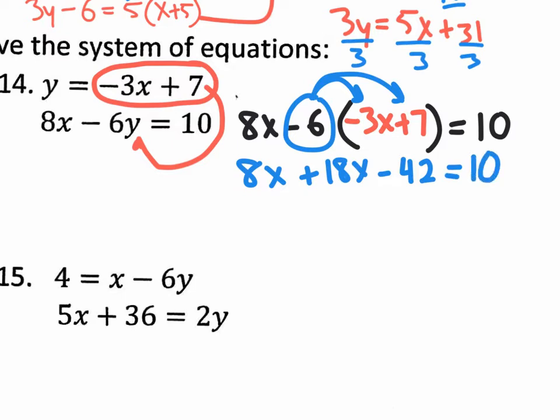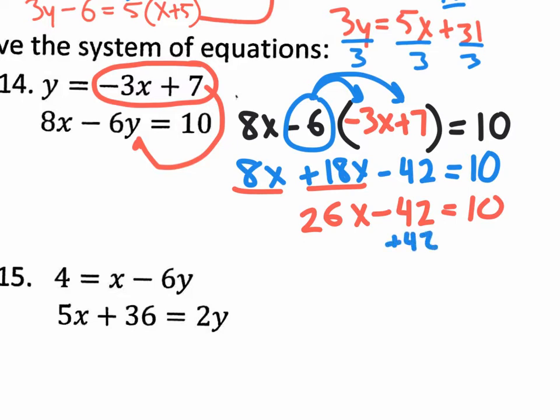And now we're going to combine like terms. We're going to have 8x plus 18x. That's a total of 26x minus 42 equals 10. Wow, this is ugly. Then what?